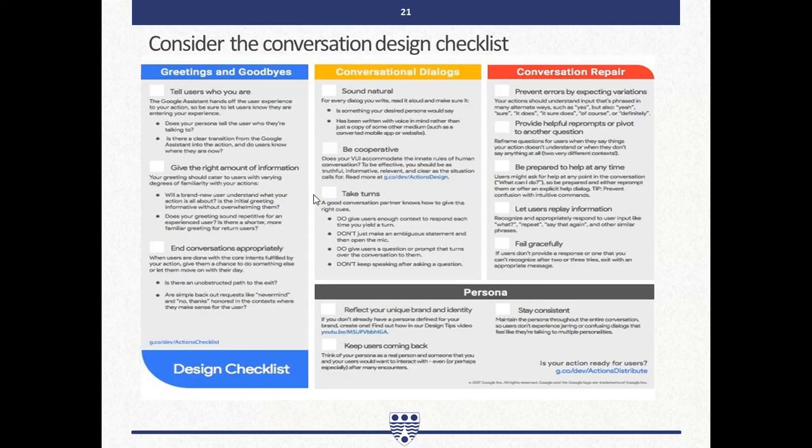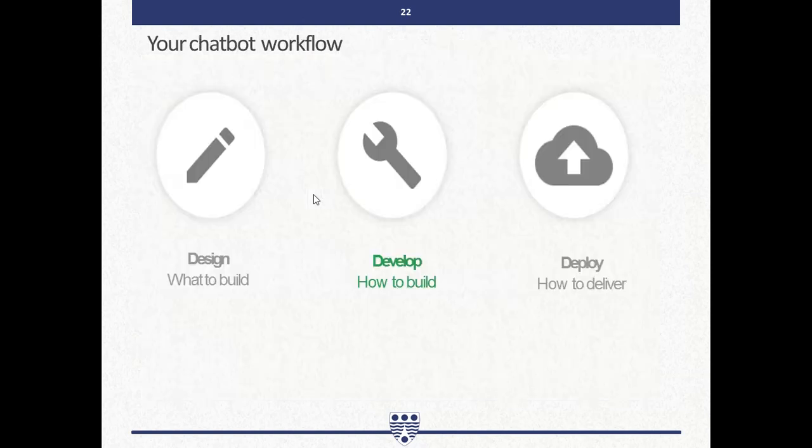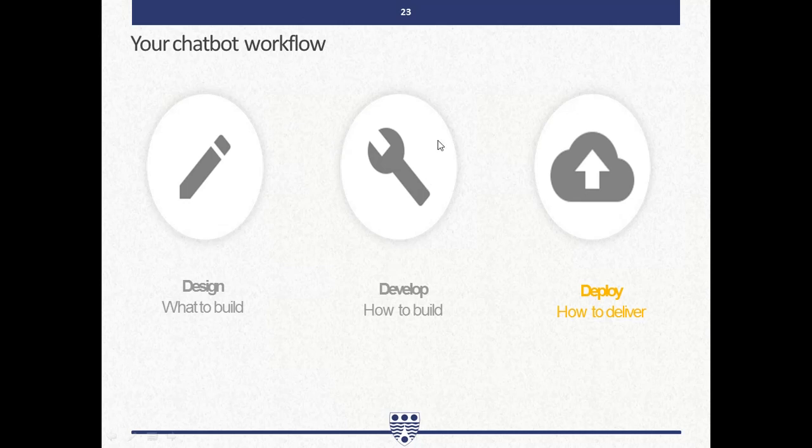Now you can also check out the conversation design checklist. In this place you learn how to better engage users, how to enter and exit a conversation, how to better interact with your user in a more natural way, how to repair a conversation, and how to even fail gracefully, for instance. Now in the develop phase, we are going to use Dialogflow for building our bots, and in the deploy phase, we are going to deploy them across some of those platforms you've seen. So let's get started.